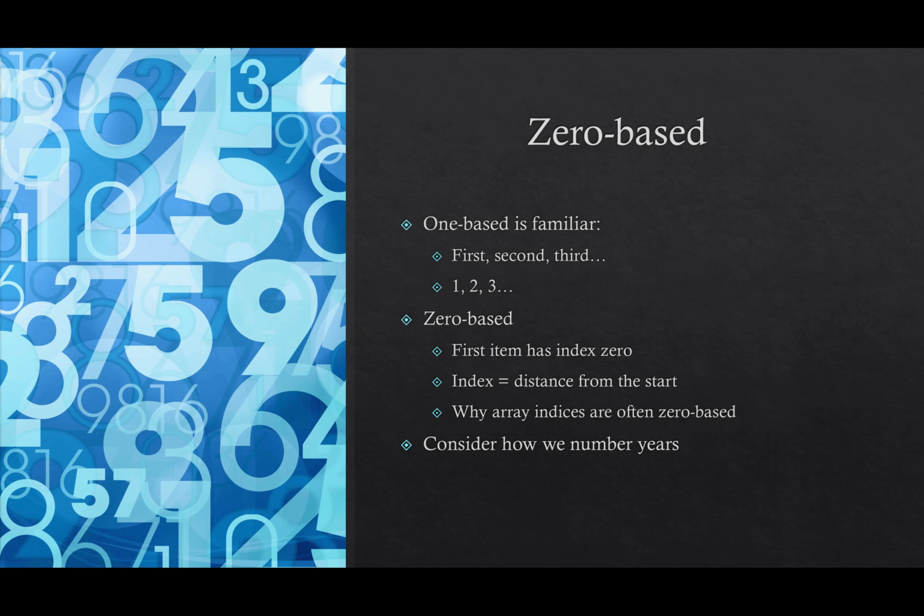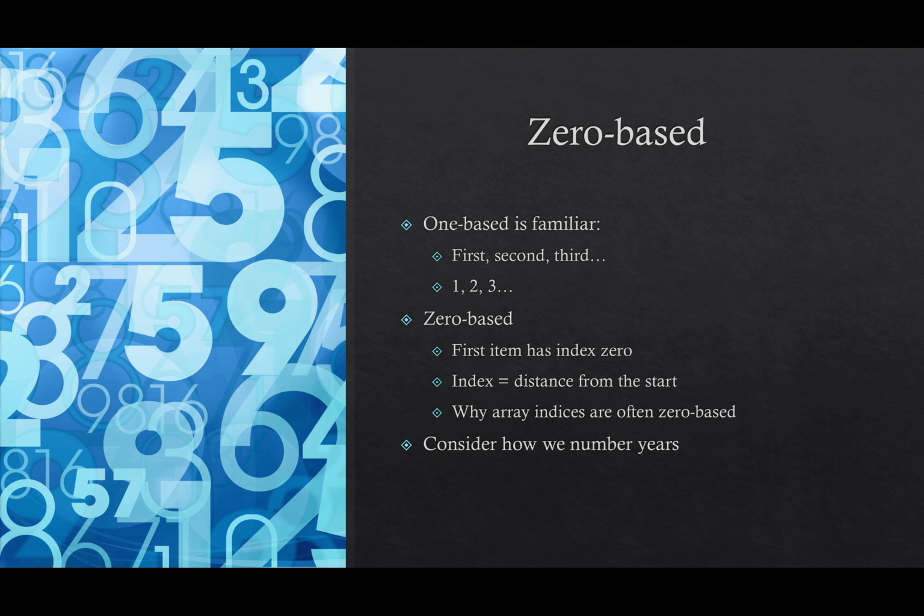Okay, so let's talk about zero-based indexing. Now, in ordinary life, we're very used to one-based indexing, where we just number things starting at 1. It's even baked into our language. We talk about the first, second, third, and fourth items, etc., in a sequence. So it's the way ordinal numbers work, right? We start with 1, 2, 3, and go onward, or first, second, third, and go onward.